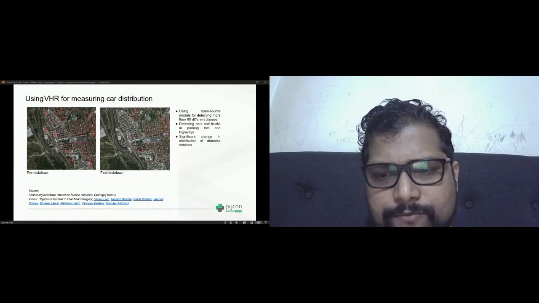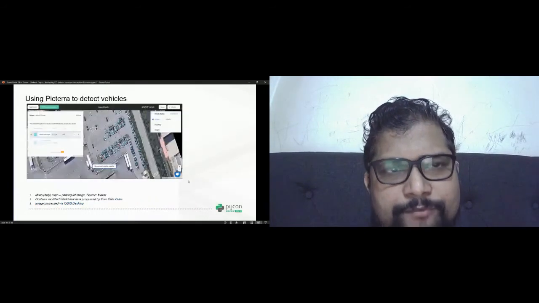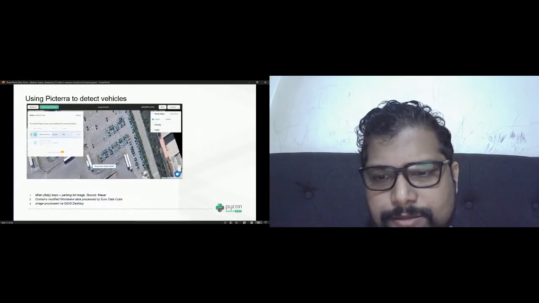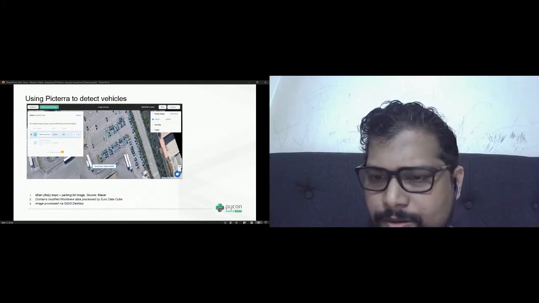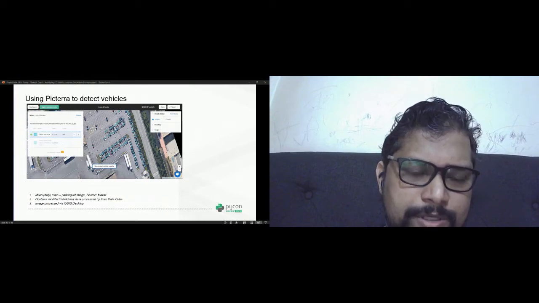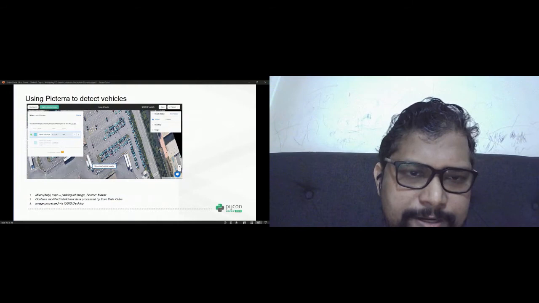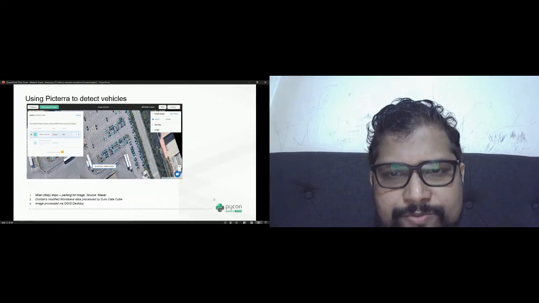Now, if you have a love for a no-code approach, we can use a platform like Picterra to detect vehicles. In this image, I have used an image taken from the Milan Expo and trained my model to detect cars. The same model is then used to detect cars in a factory parking lot in Hamburg, Germany.